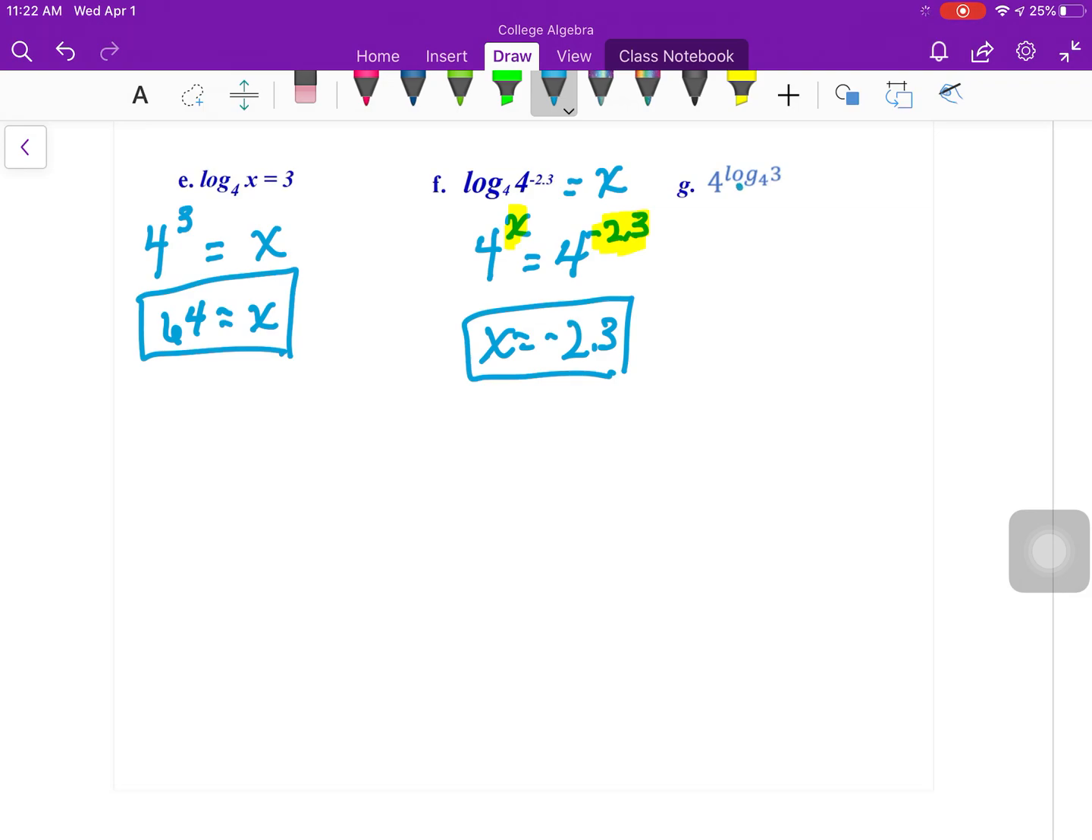Well, this one, 4 to the log base 4. When you have the same base as you have the log base, since logs find exponents, and my exponent is a log to the base, those should just reduce out. So 4 raised to the log base 4 reduces out, and you're left with an exponent of 3.